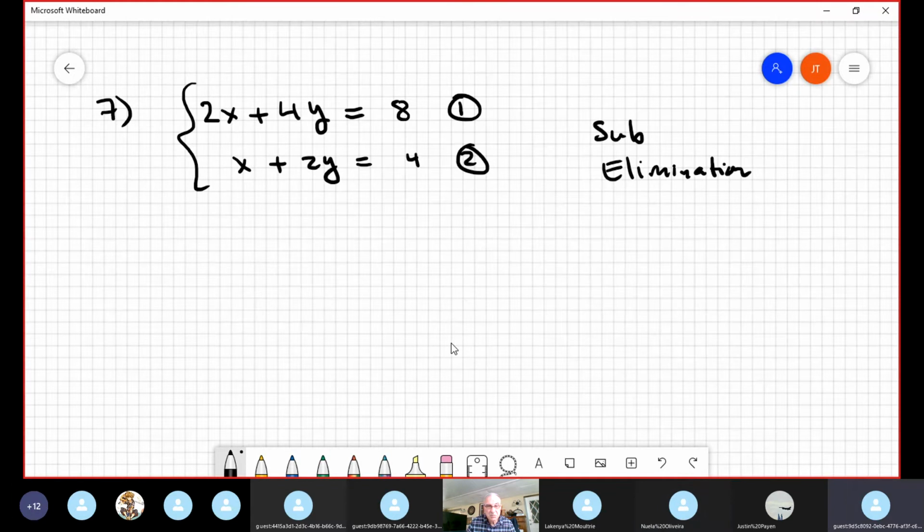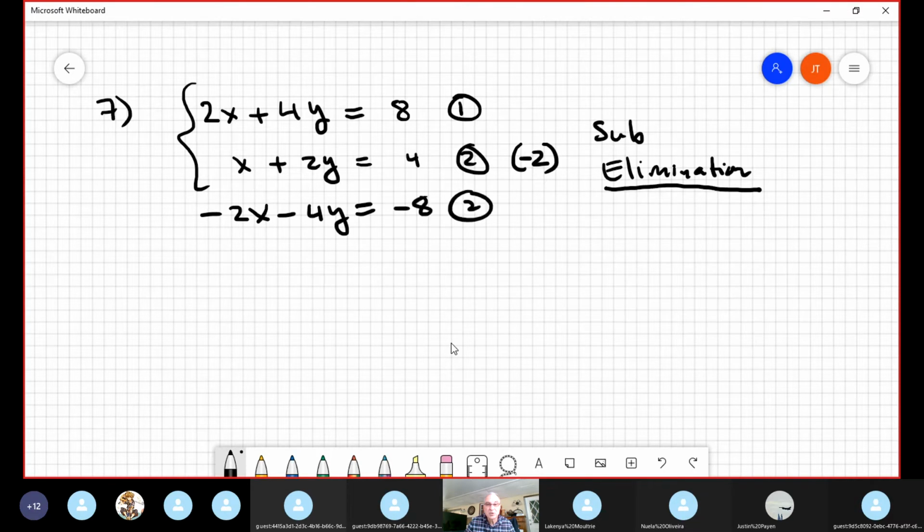Isn't elimination easier? Yeah, since we have the 2y, we can eliminate it. In my personal opinion, the best way is elimination. However, substitution is possible because you can isolate this x, since the coefficient is 1 or negative 1. Either way, guys. Suppose you are doing elimination: you multiply the second equation by negative 2. So negative 2x minus 4y equals minus 8. This is my new equation 2, and I forget the old one.